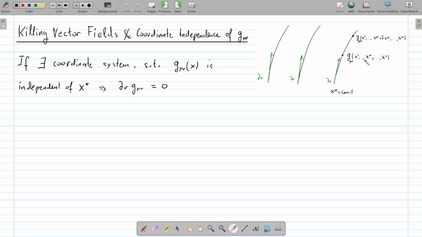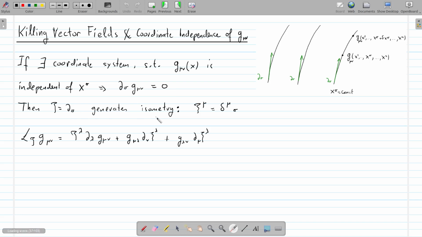So that means that in those coordinates, if you change x sigma to x sigma plus delta x sigma, the metric components here don't change. And that means that the partial derivatives of g mu nu with respect to x sigma vanish. Then d sigma generates an isometry. Let's see why.